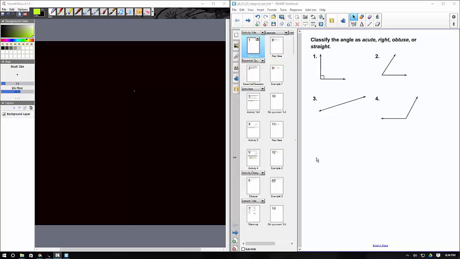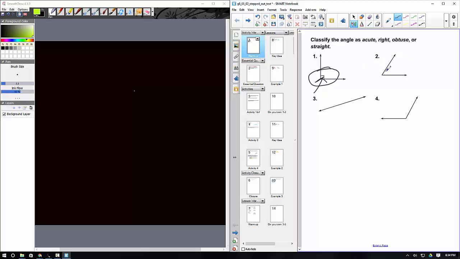All right, so this video will focus on 3.2. And the first thing we're going to do is talk about acute, right, obtuse, or straight. If I look here at this angle 1, this is a right angle. The thing that really identifies it for me, the way I know for a fact, is this little square right here. This means that it's a right angle or 90 degrees.